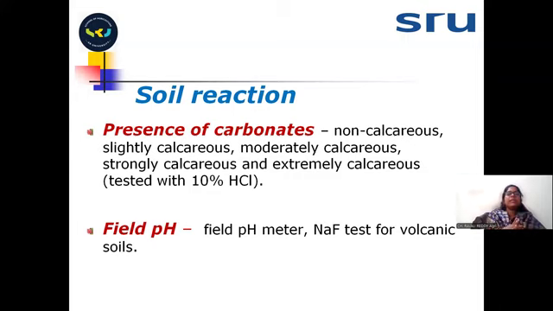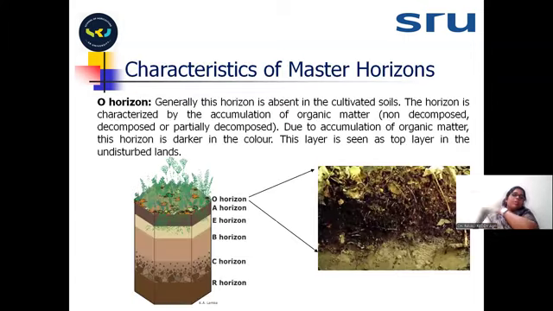Now we will learn about the characteristics of master horizons and subordinate horizons. So the first and topmost layer is the O horizon. O horizon means organic horizon. This horizon is generally absent in cultivated soils. Very important. It is only present in undisturbed soils or virgin soils or forest soils. Why is it absent? Organic horizons are completely filled with organic matter. So its characteristic is accumulation of organic matter, either non-decomposed, decomposed or partially decomposed.